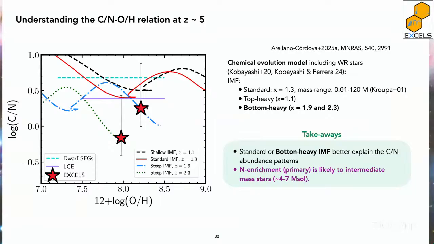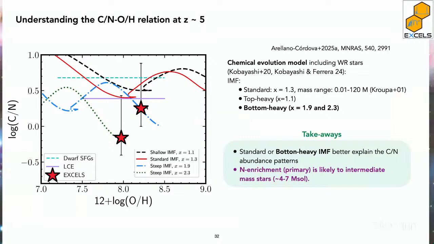But using our observations of these galaxies, we want to know what is causing this enrichment. We work in a collaboration with Chiaki Kobayashi, and we can constrain these chemical evolution models with the information that we have. Here, for reference, we have the local star-forming galaxies, GLASS, and we have the Lyman continuum emitters in our galaxies.